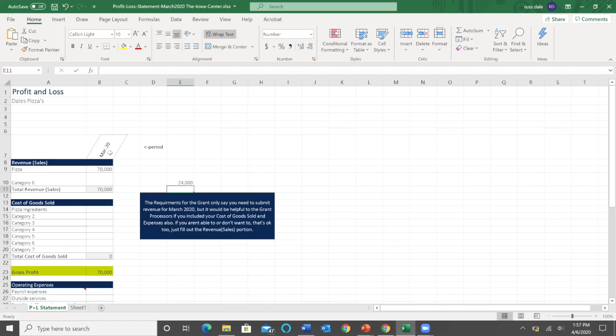So next, we have our expenses. But actually, before I go to that, if this is your first time doing this and you don't really know how much product you had at the beginning of the month, just for the purposes of the grant, what I would say is just use a percentage of your sales. So like, let's say you're a hairdresser and you sold $5,000 worth of hair gel or whatever product you sell.